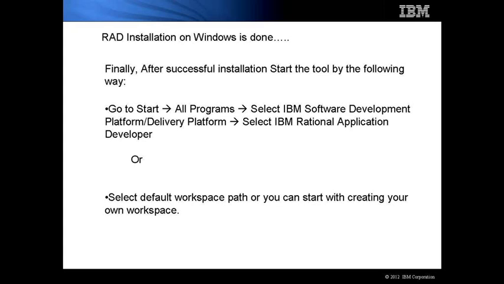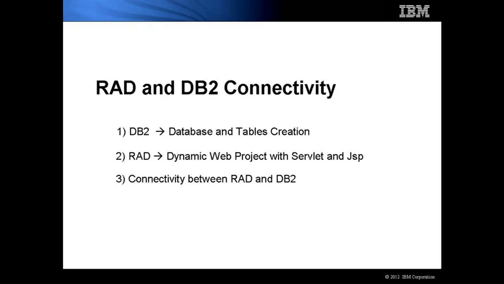Now, RAD and DB2 connectivity. In this we have to cover firstly DB2. In DB2, we are going to create a database and table. Secondly, RAD. In RAD, we are going to create a dynamic web project with the servlet and the JSPs. And third one is connectivity between RAD and DB2. Finally, we need to connect RAD and DB2, the front end and the back end.